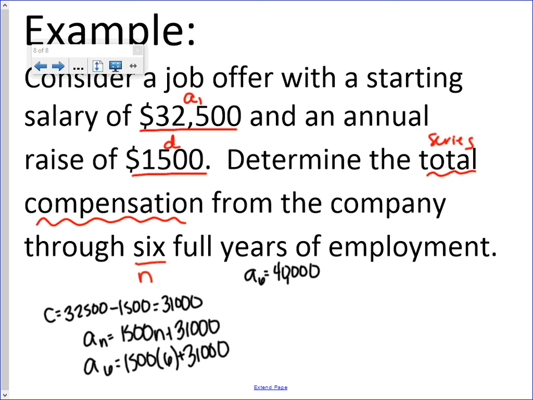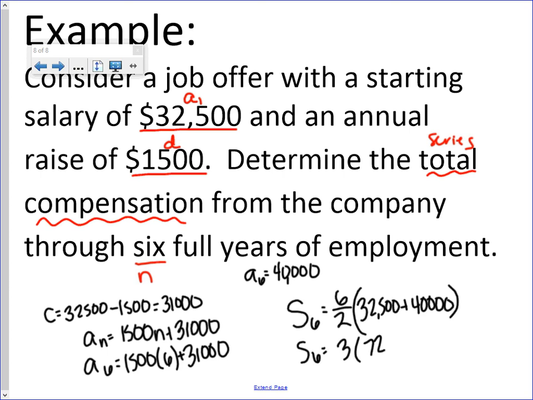And then I want to find the sum of all 6 years of salary. So I'm doing S sub 6 equals 6 divided by 2 times the quantity, my first year salary, 32,500, plus my last year's salary, 40,000. And that's going to be 3 times 72,500. And that should equal $217,500. Can't talk and write at the same time.